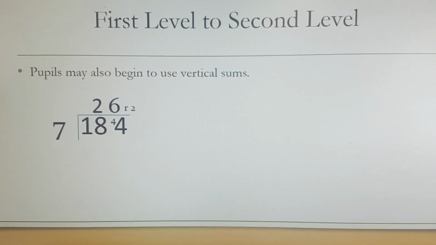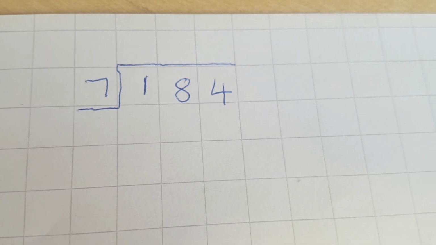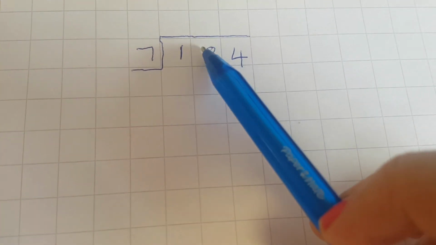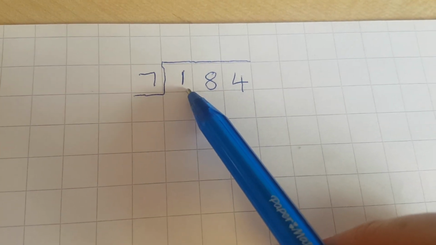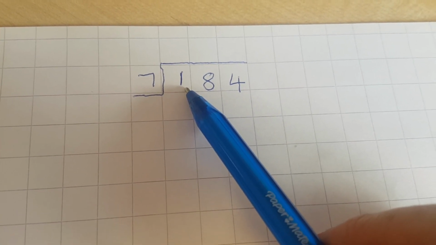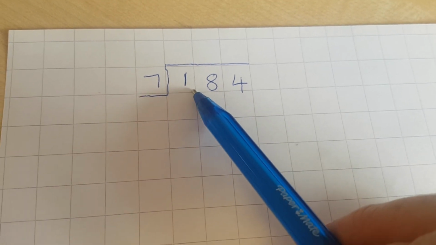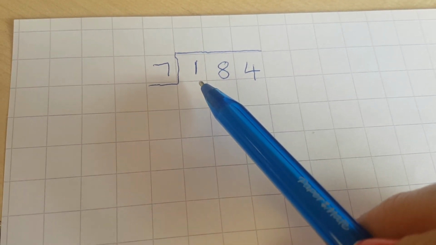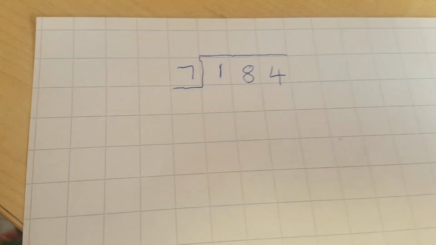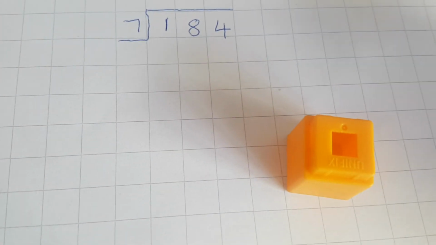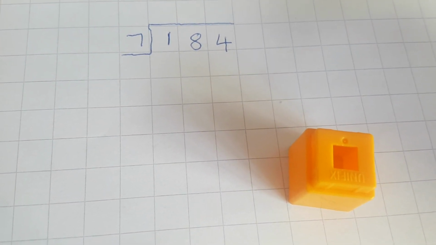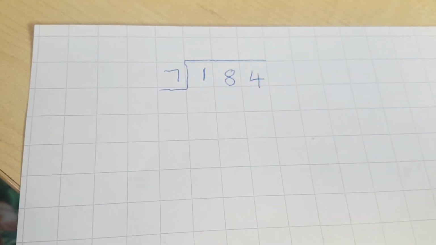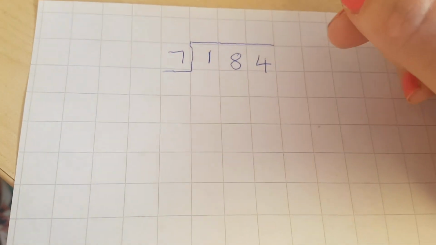Pupils may also begin to use vertical sums. Here's an example of solving that sum. We would begin by asking the pupils, how many sets of 7 are there in 1? You may want to take a visual representation of that, something concrete, maybe a cube, or even just one finger. Can we make a set of 7 with just one cube? No, we can't. So our next step would be to do this.